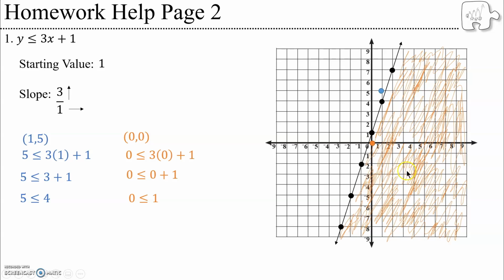Our answer is saying that if you pick any of these points, it'll satisfy this inequality.